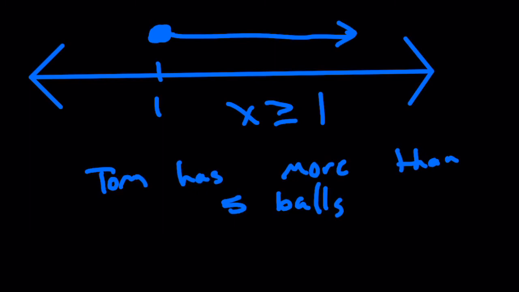Pretty simple. And then Tom has more than 5 balls. That means x is greater than 5. Those are super simple. And yeah, that's pretty much it.